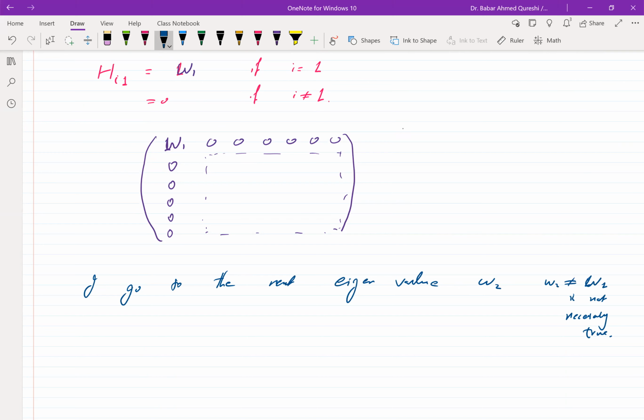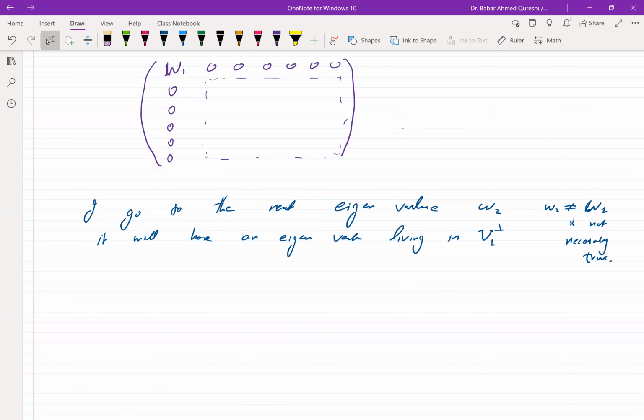The first root gives me one eigenvector, which has given me a one-dimensional space. So the next eigenvector has to live in the orthogonal complement, because all vectors can be resolved as a sum of this vector one plus the others, but one is not there. So they live in over here. And I can repeat the process.